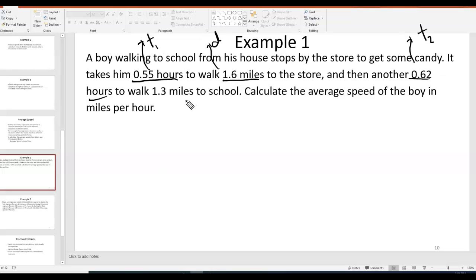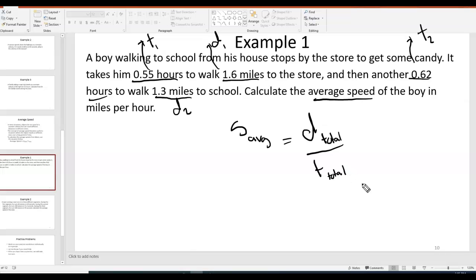And then this is going to be the distance to school. I'm going to call this d2, and I'm going to call the first distance d1. Now if I want to find average speed, the equation was on the last slide. Average speed, I'm going to write S average for average speed, is equal to d total divided by t total. So this is a different equation than the constant velocity equation.